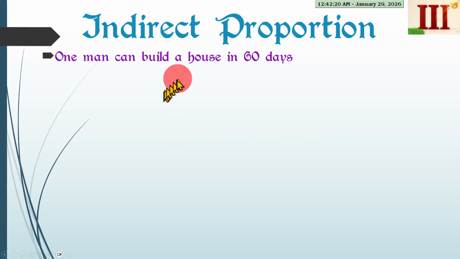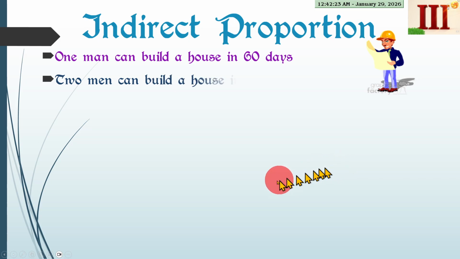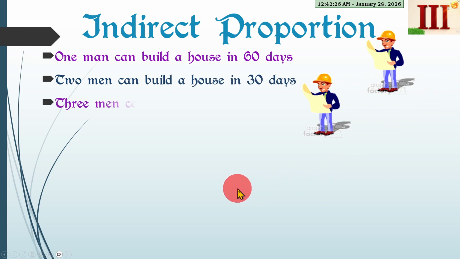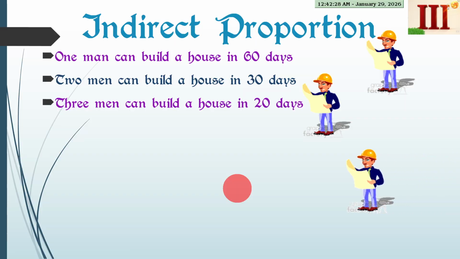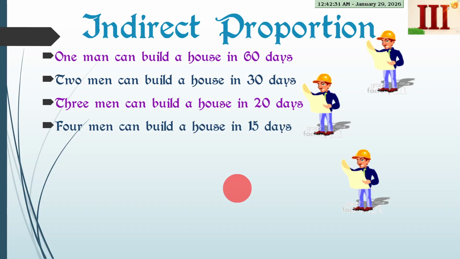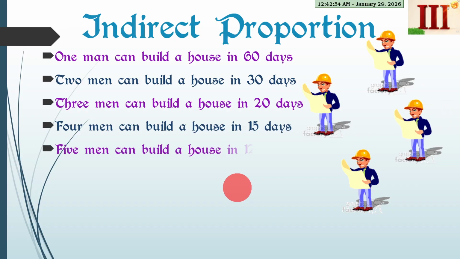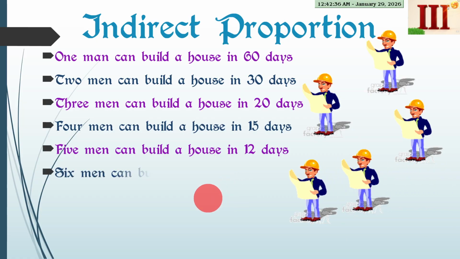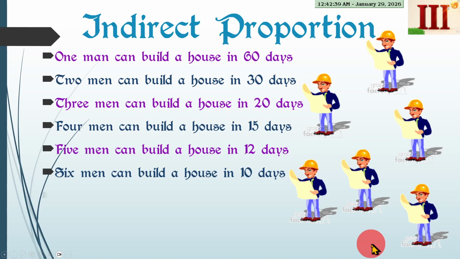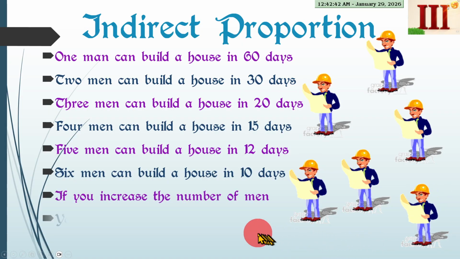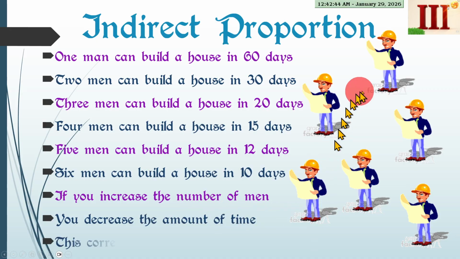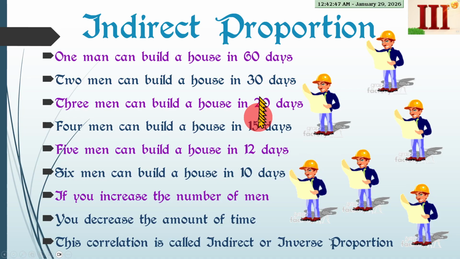So one man can build a house in 60 days. Two men can do it in 30. Three men need 20 days. Four men can build that same house in 15 days. Five men can build it in 12. Six men can build that house in 10 days. So notice what's happening. If you increase the number of men, the amount of time that you require goes down. So one value goes up, the other value goes down. This is what we call indirect, or inverse, proportion.